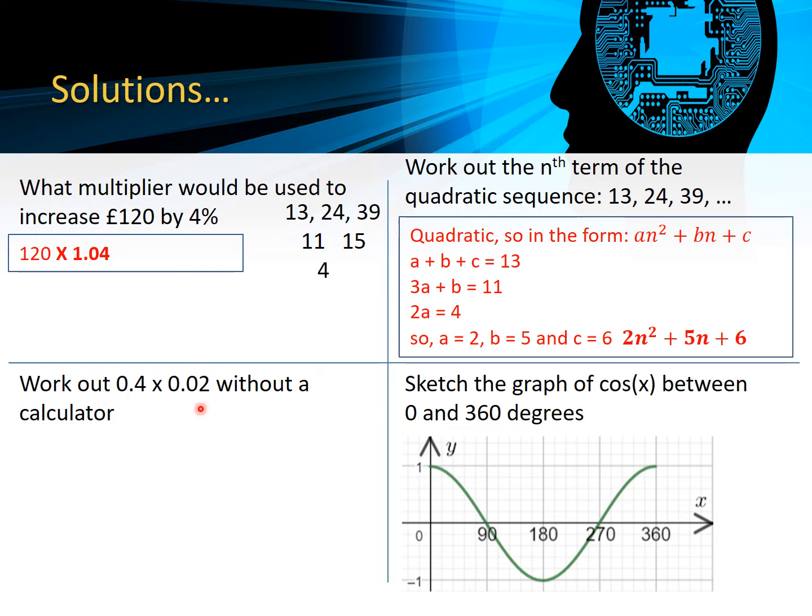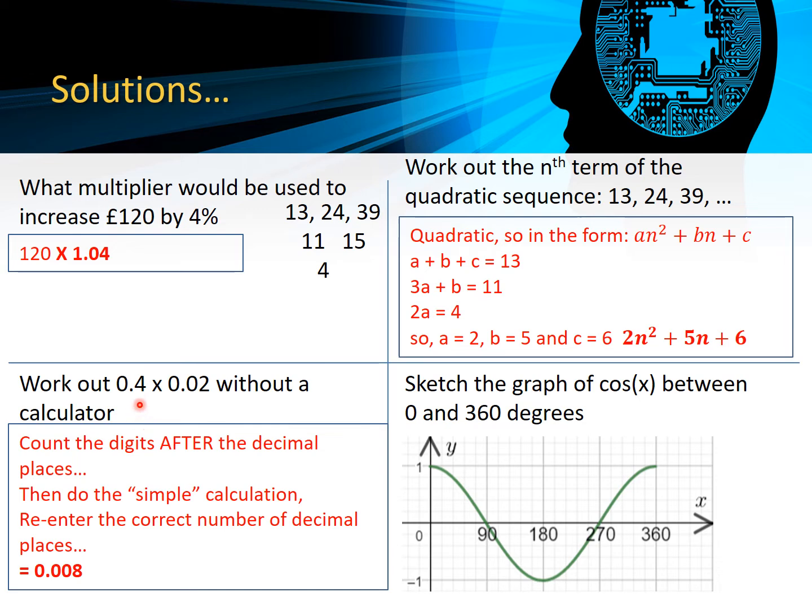Okay, next one, working this out without a calculator. What I like to do is count the digits after the decimal place. So what we've got here is 1 digit, and then we've got 2 more digits. So we've got 3 digits in total. I then do 4 times 2, which is 8, remembering that I want 3 digits after the decimal place. So 1, 2, 3.